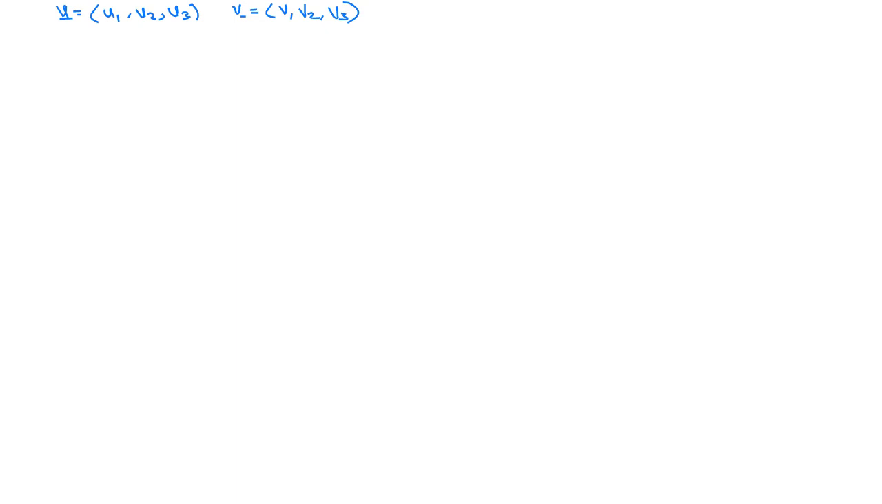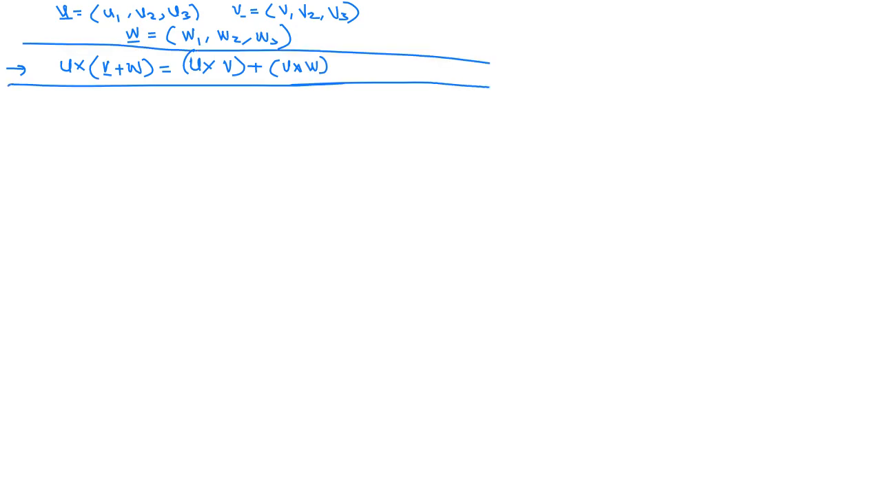Okay, so the second vector is this one, and the third vector is, for example, w1, w2, and w3. We want to show that for any vector u, if I add vectors v plus w, u cross (v plus w) gives me u cross v plus u cross w. Okay, so let me take the left hand side. Left hand side is equal to what? u cross (v plus w).